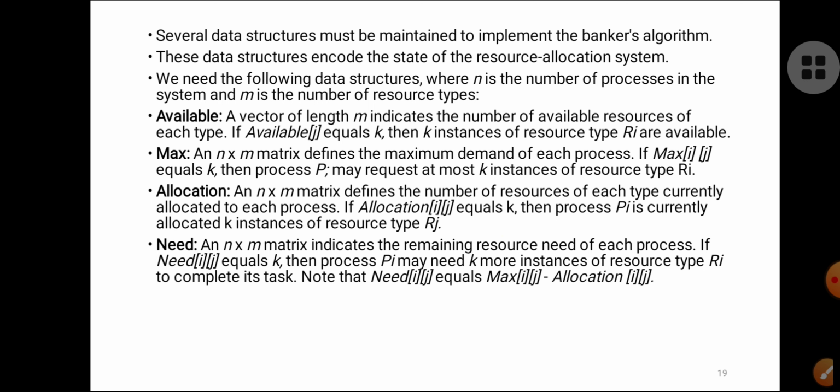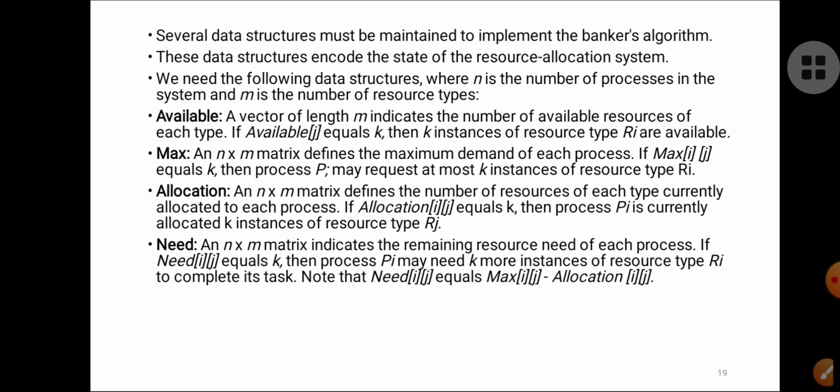These data structures encode the state of the resource allocation system. So we need the following data structures, where n is the number of processes in the system and m is the number of resource types. Available: a vector of length m indicates the number of available resources of each type. If Available[j] equals k, then k instances of resource type Rj are available.